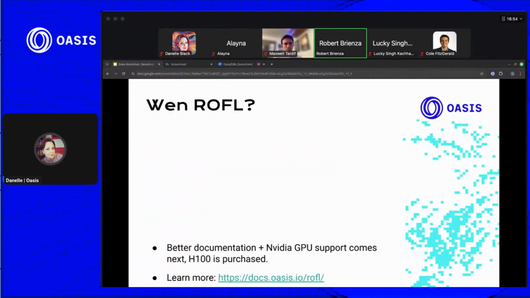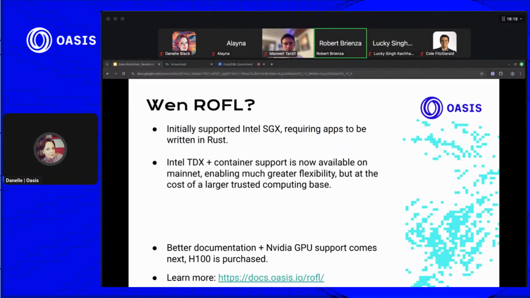So my slides are a little messed up. That's okay. All right, so my next slide is when Raffle, because this is a question people are always asking about. Well, initially it supported Intel SGX, and it is now on mainnet for that. And now, in addition to that, well, first of all, SGX required apps to be written in Rust, which is fine for certain people, but it did kind of limit the usability and the, I guess, diversity of apps that can be built. People want to build all sorts of applications, and Python, JavaScript, etc. And so for that, you actually require Intel TDX, which is now supported. And so basically, you can package everything up in a container, and this is available on mainnet now.